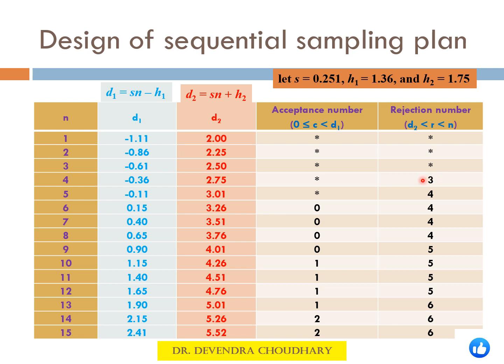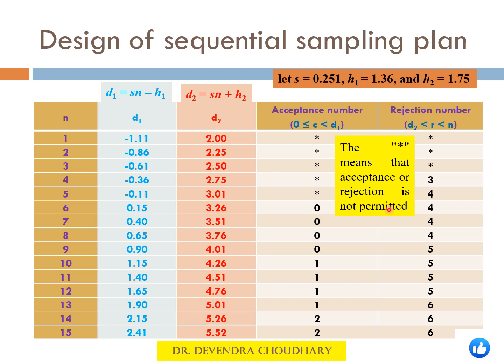If you find 4 defectives, all 4, then you should reject here. But you cannot accept if you get 0 defectives up to 4 samples. If you get 0 defectives up to 6 samples, then you can accept it. So here the star means that acceptance or rejection is not permitted.